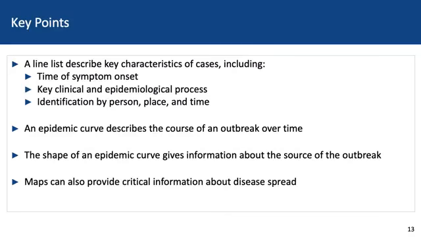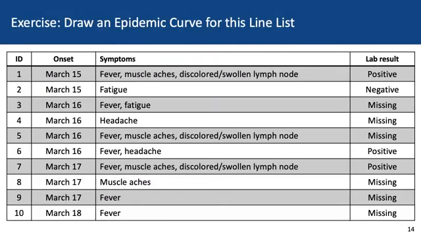So to summarize, a line list describes key characteristics of cases, including the time of symptom onset, clinical and epidemiological processes, and identifies these cases by person, place, and time. An epidemic curve describes the course of an outbreak over time, and the shape of this epidemic curve gives information about the source of the outbreak. Maps can also provide critical information about disease spread. As an exercise, look at this line list of cases and draw an epidemic curve for it. If you want, you can use the case definition you previously developed to further characterize the course of cases over time.